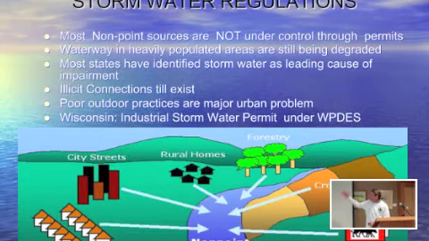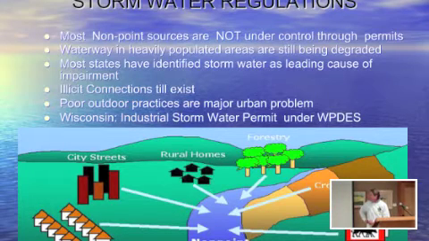Again, most states have identified stormwater as one of the leading causes of impairments to surface waters. There's also illicit connections. Poor outdoor practices are a major urban problem, and that's sort of what the SWIPs deal with, is how you're managing your outdoor activities in your storage yard or your industrial yard to minimize those pollutants.